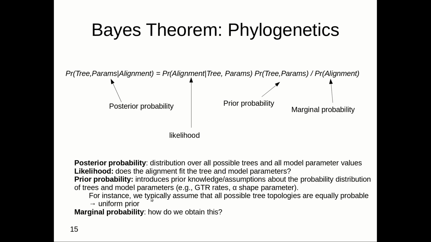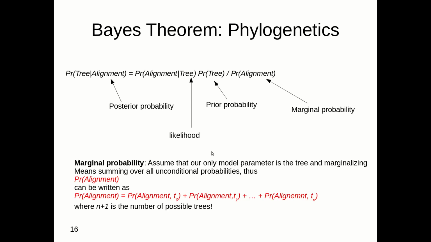So for instance, typically, if you consider just the tree topology parameter, we assume that all possible tree topologies are equally probable, so that's what we call a uniform prior. So we know how to compute this term. This is just the likelihood. This is something that we need to assume or give to our MCMC code, but then we still have the problem of the marginal probability. So how do we obtain that?